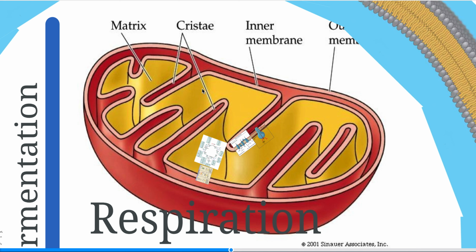The cristae are these folds, and then it has an inner membrane and an outer membrane. And then this space in here is called the intermembrane space.